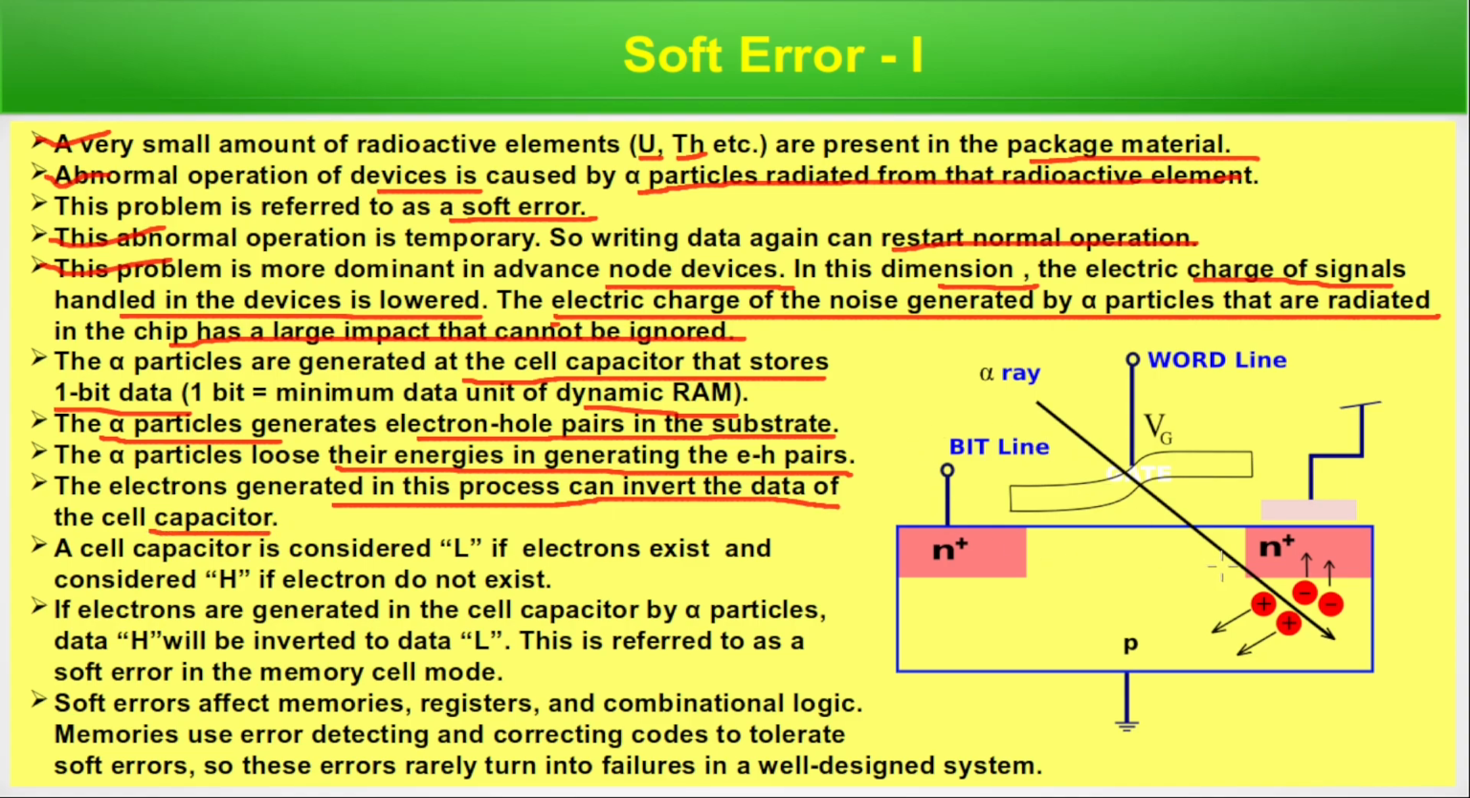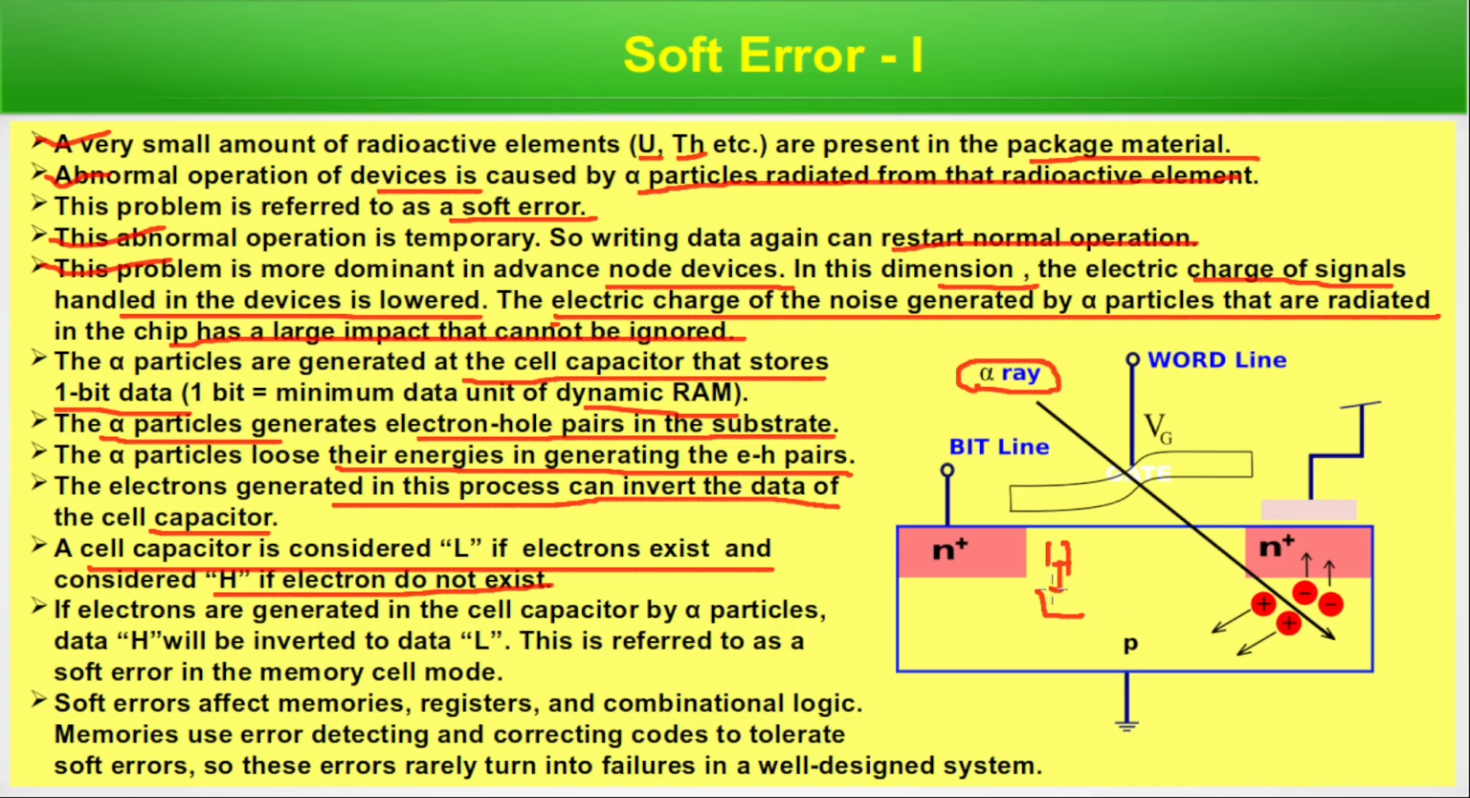The alpha particle has its energy, and that energy creates electron-hole pairs in the substrate. In this process, extra electrons get generated because of these alpha particles. A cell capacitor is considered low if electrons exist and high if electrons do not exist. If it's in a high state and, because of an alpha particle, these extra electrons are there, it initially didn't have electrons, so it was in a high state. Now electrons are there, so it becomes a low state.